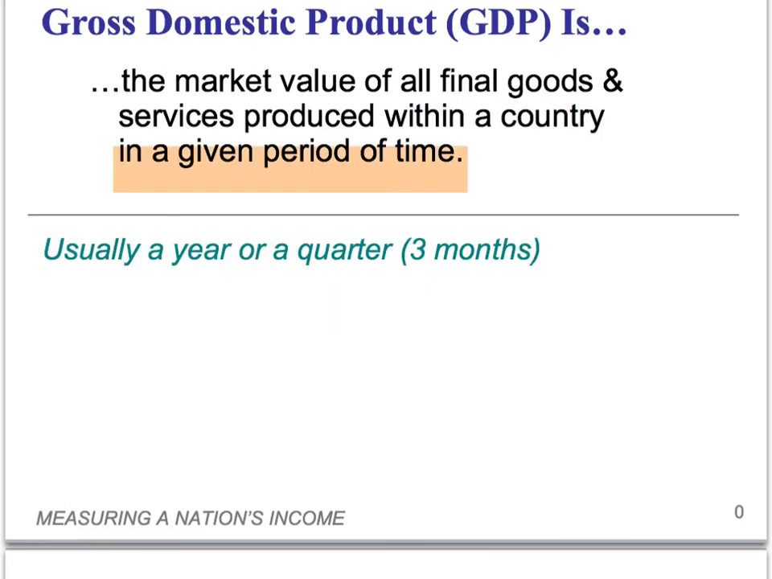Next, and then usually a given period of time. We're always looking at GDP in terms of a year or in a quarter, 3 months. And so I'm going to take a pause there. I hope you've enjoyed seeing this definition of gross domestic product. I'll be back in a moment.